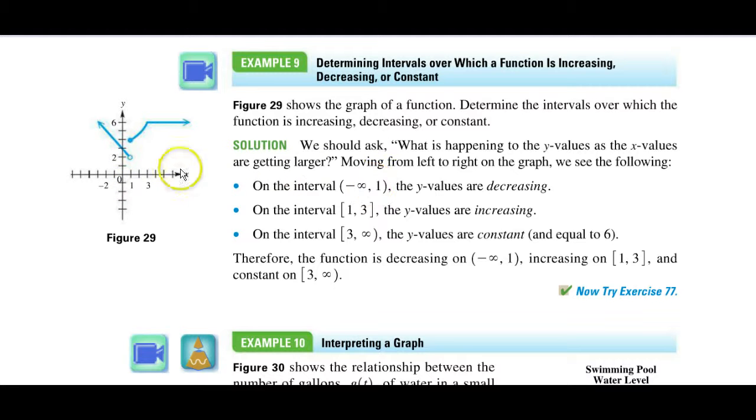1. But notice that 1 has a circle on it, so we use a parenthesis. And then it's increasing from 1, which is a bracket to indicate 1 is included in the set, up to, notice we're reflecting on the x-axis, 3, and then from 3, again bracket, because 3 is included in that point, up to infinity, which is a constant. All right.